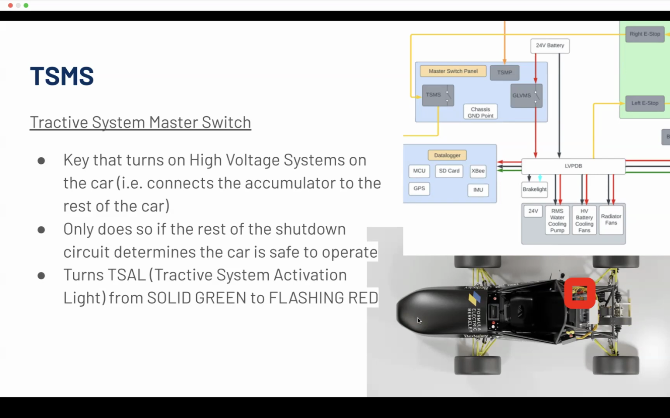Ready to drive is a specific state. You should have tractive system active. So, right, that red light will start flashing. It'll turn from green to red light flashing on the top of the car. Yeah, like it says here, it only does that if the rest of the car and T cell turns on. Okay, are there any questions about the actuation or operation of the tractive system master switch?